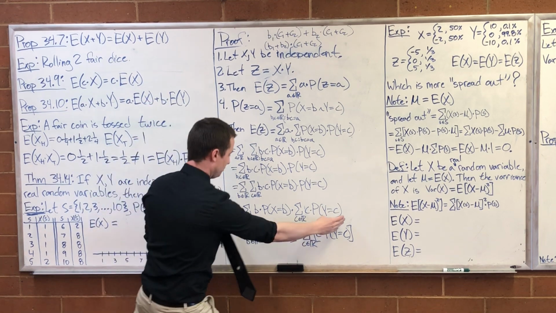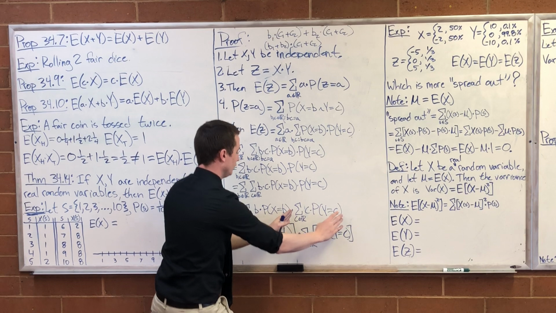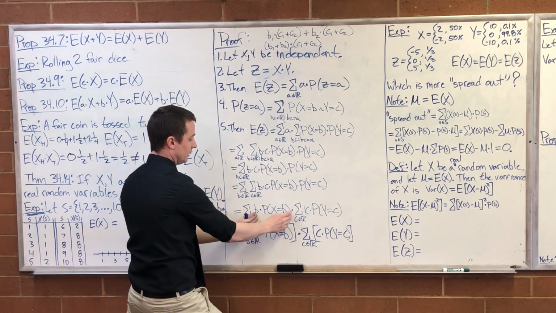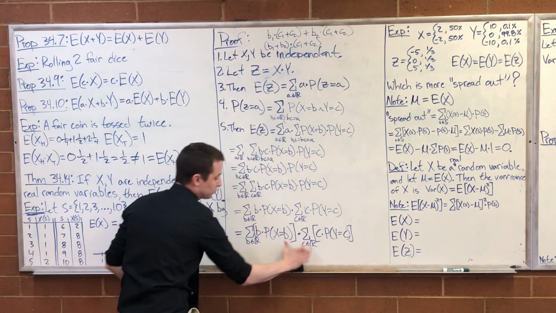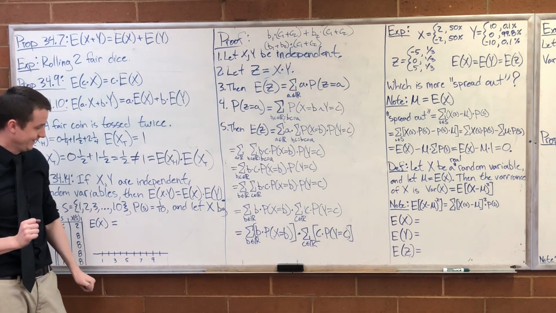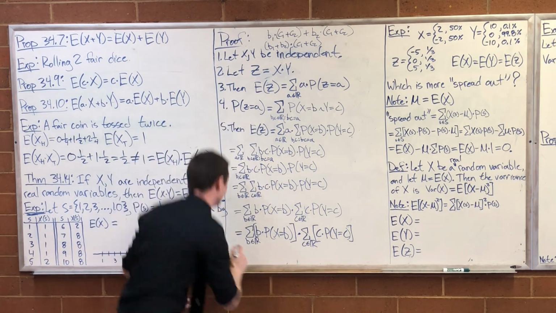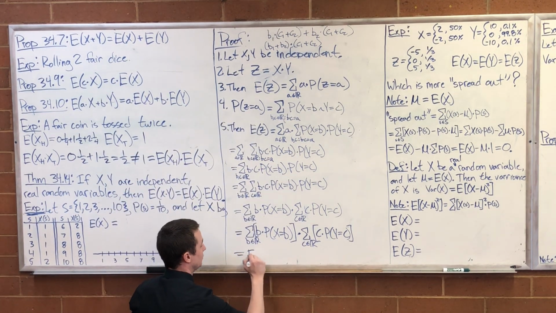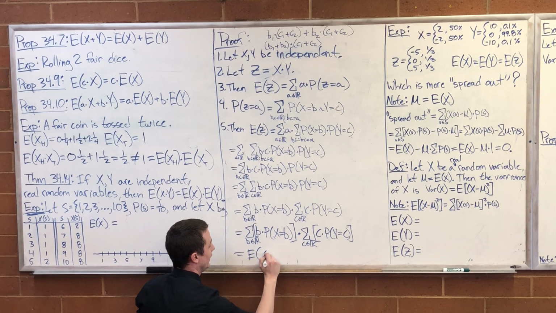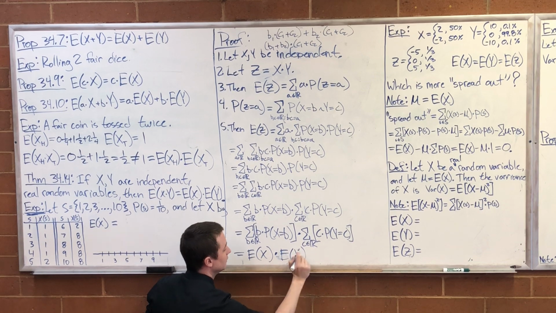So here I've got a big product. We're taking each term here, and we're always multiplying it by this sum. So factor that sum out of this whole sum, and you're left with a product of sums. Does that make sense? Yeah, that makes sense. Okay, and now that is exactly the expected value of X times the expected value of Y.